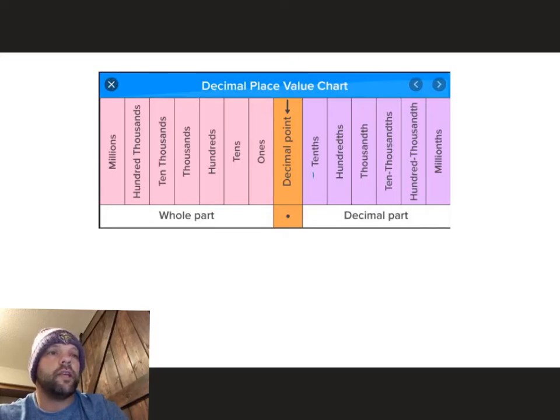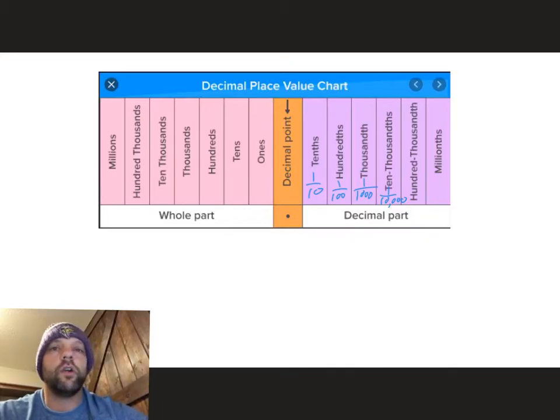So if I have the tenths, that really means 1 over 10. Hundredths means 1 over 100. Thousandths, 1 over 1,000. Okay. 10,000ths would be 1 over 10,000. So on and so forth. Okay. So whatever number I have in that place value is what's going to go in the fraction for us.